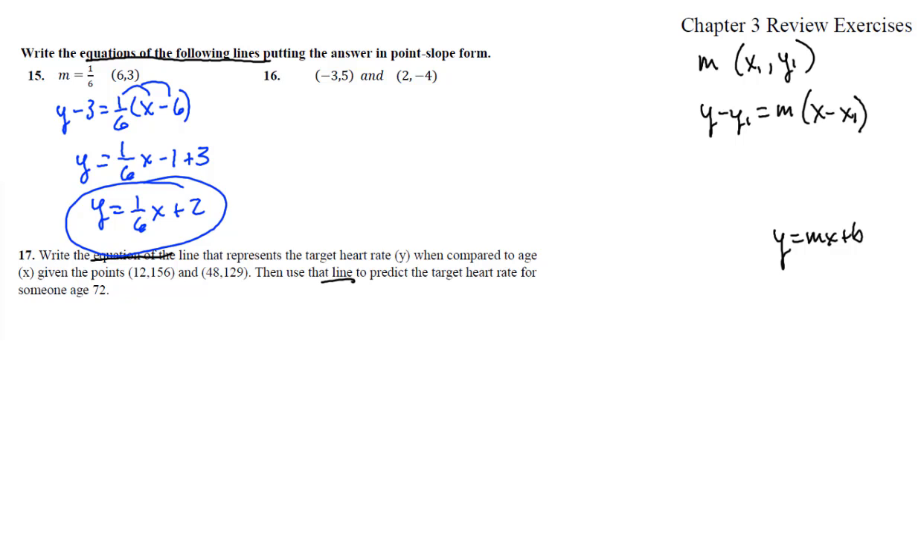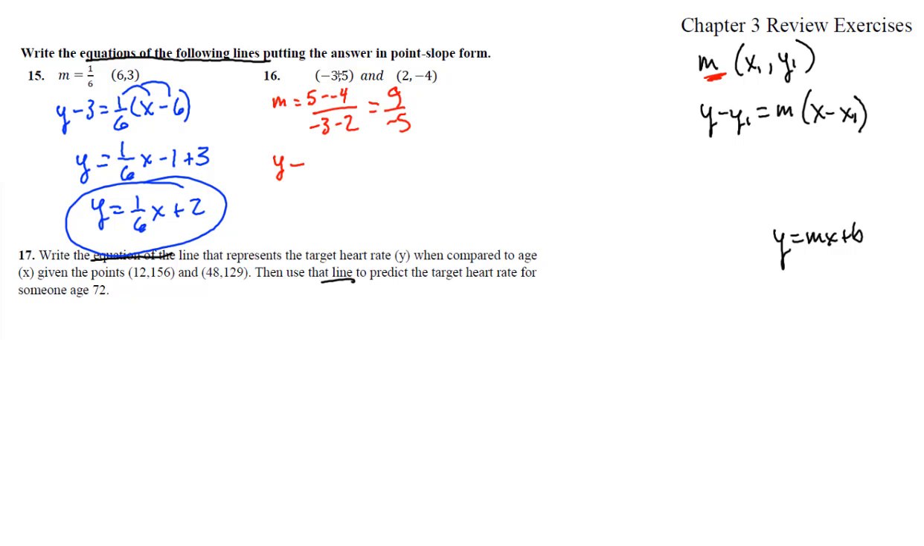Excellent. Number 16. Ooh, this one has 2 points, which means we've got to get the slope before we can ever stick that slope in there. So the slope is 5 minus -4, y minus y, over x minus x. That gives us 9 over -5. Slope is -9/5. So this will be y equals -9/5 x minus, oops, I forgot the y minus.